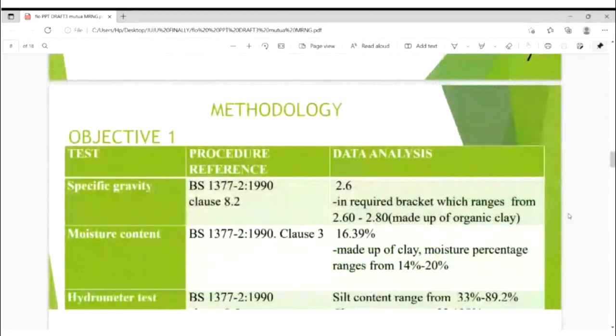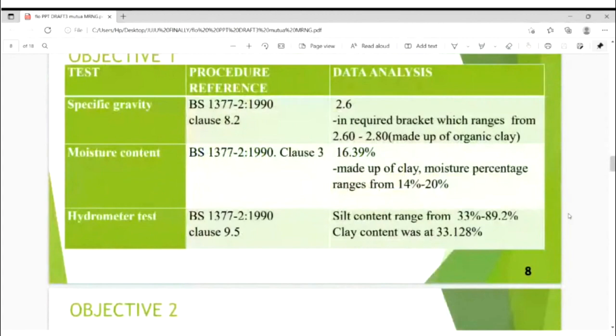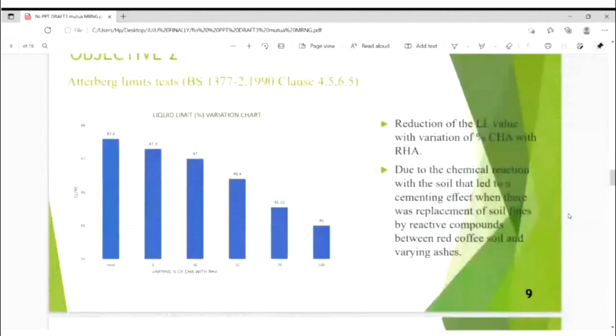Objective 1. The tests, the procedure, the references: specific gravity, moisture content, hydrometer, procedure according to BS 1377, part 2. Data analysis as indicated. We got to objective 2, Atterberg limits.